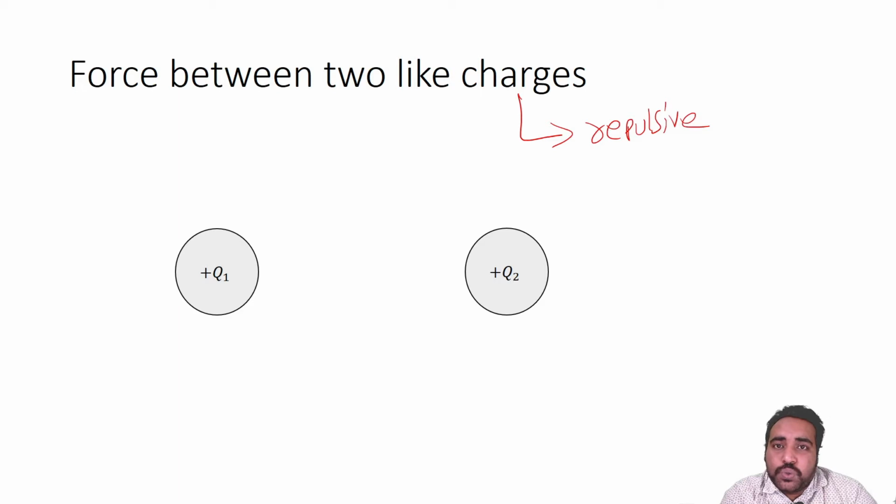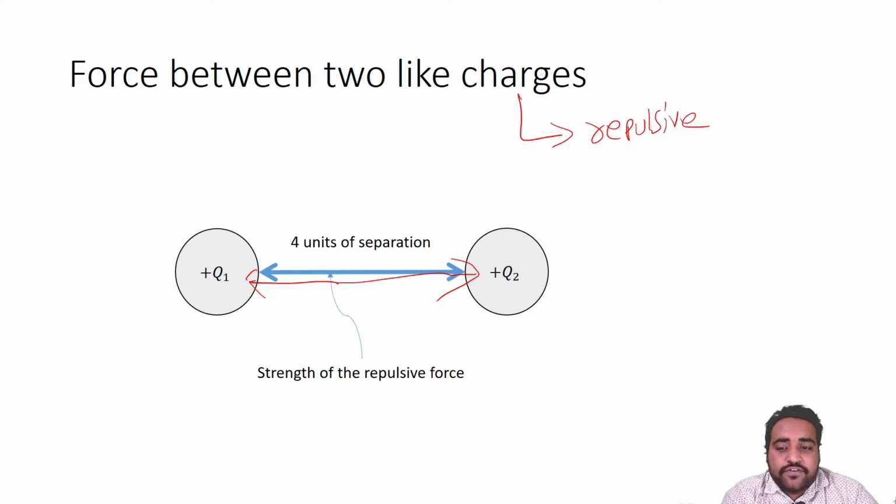Consider two charges Q1 and Q2 both being positive charges, hence the name like charges, separated by a distance of 4 units. As I have told you, the direction of the force is pulling these two charges away from the center. This would also be this way and this would also be. So the direction of the electric force would be in the given manner. And let the thickness of these lines represent the strength of the repulsive force.